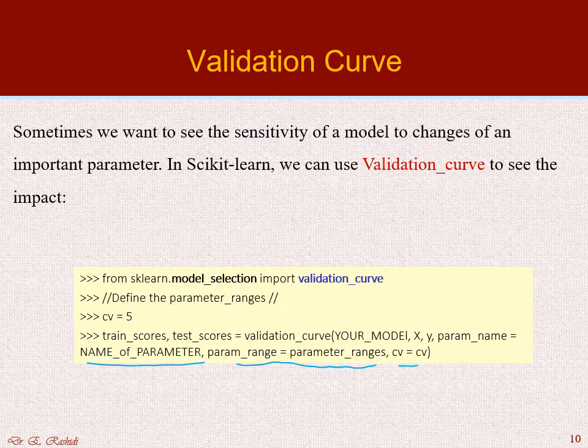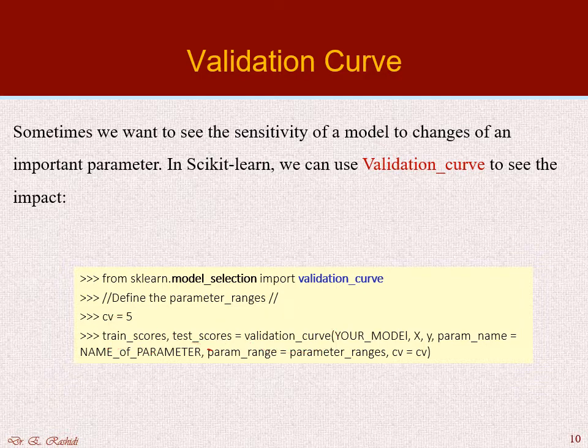And last, we set CV, the cross-validation number of folds, to CV that we define here as 5 or whatever else. And we assign these to two values here, train scores first and test scores second. These are going to be the two outcomes of the validation curve function.